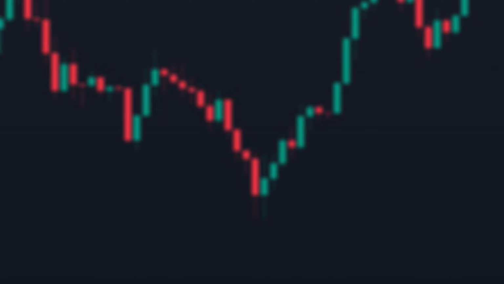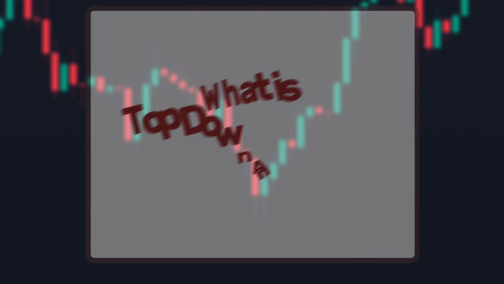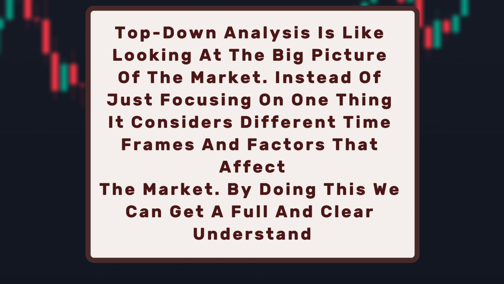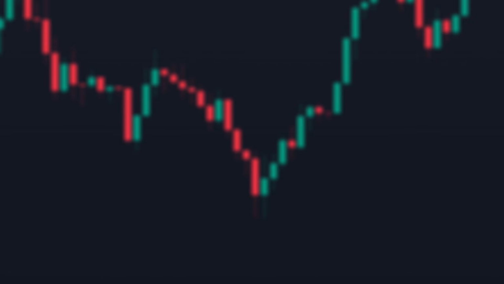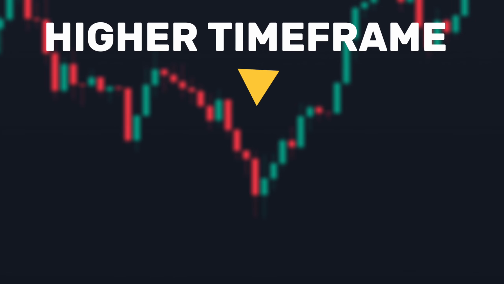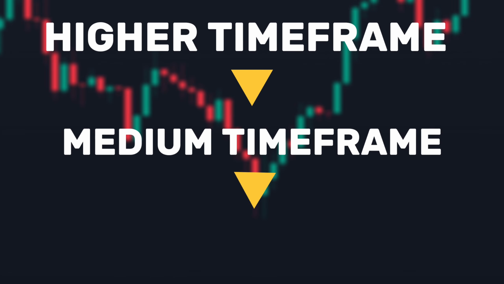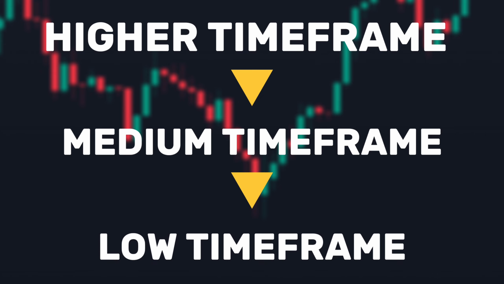Okay, let's dive into the video. What is top-down analysis? In simple terms, top-down analysis is like looking at the big picture of the market. Instead of just focusing on one thing, it considers different time frames and factors that affect the market. By doing this, we can get a full and clear understanding of what's going on in the market. Starting from higher time frames and zooming into lower details allows us to get a major view of market direction in key areas at all levels.